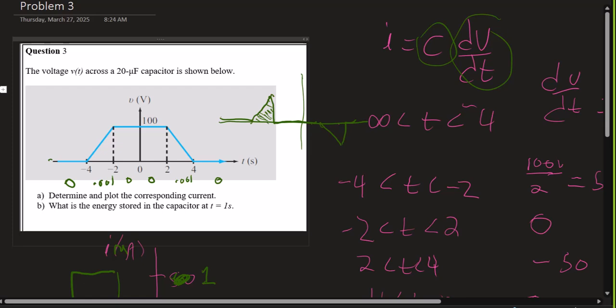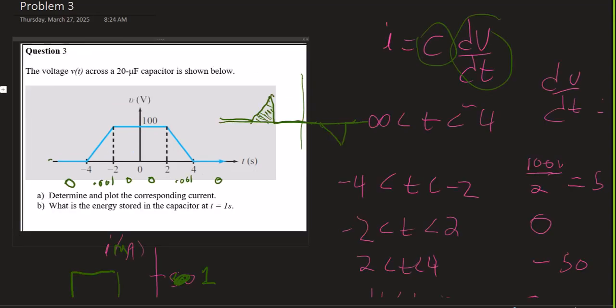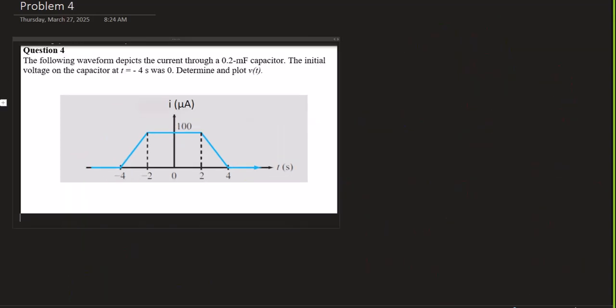Okay, so problem three, we had a voltage across a capacitor. Problem four, we have the current through a capacitor, and we have the initial voltage on the capacitor at t equals -4 as 0. Determine and plot v of t.